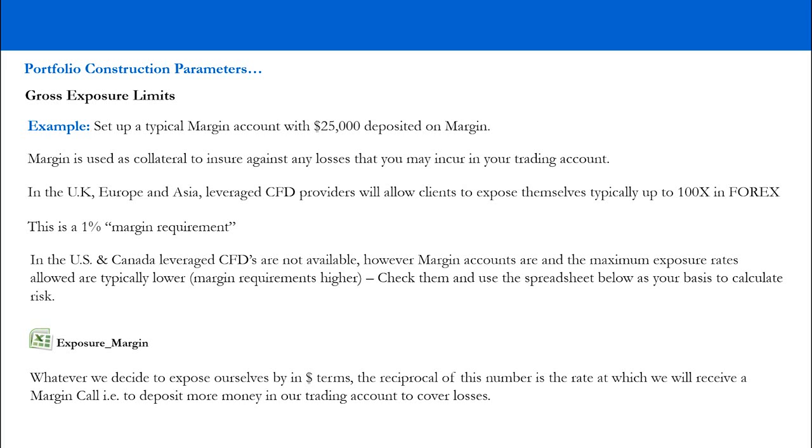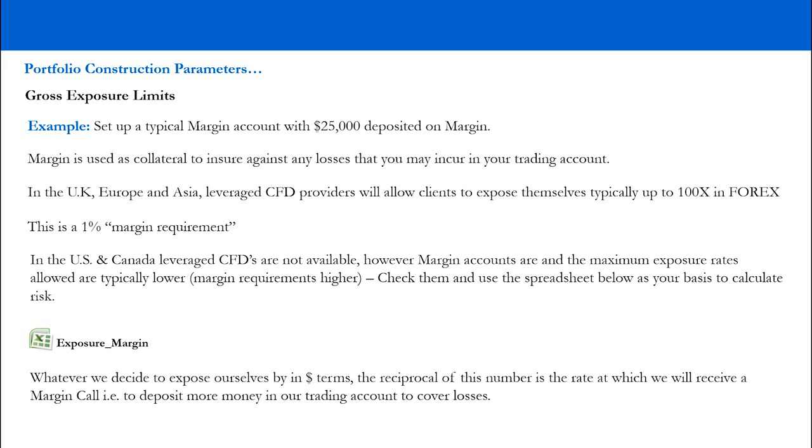So typically, you would get 50 to 100 times in the US and Canada. So the margin requirements are higher. If the exposure rates are lower than that, the margin requirements are going to be higher. But check with your broker and use the spreadsheet below as your basis to calculate your risk.